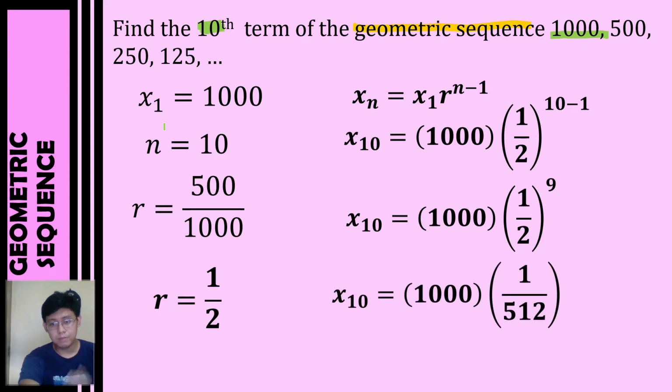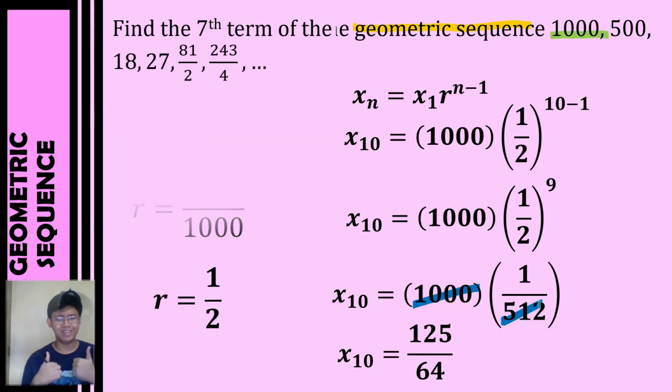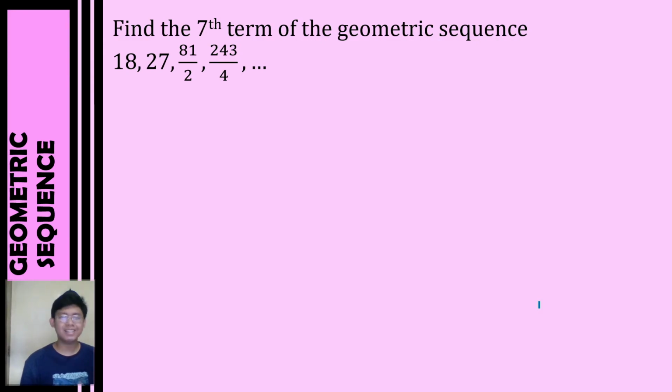That will be 1/512. Now 1,000 times 1/512, we can simply cancel out 1,000 and 512. Simplifying it, we will have 125/64, and that will be the 10th term of our geometric sequence. Alright. Let's have our last example for today.